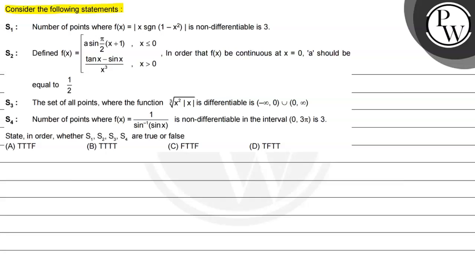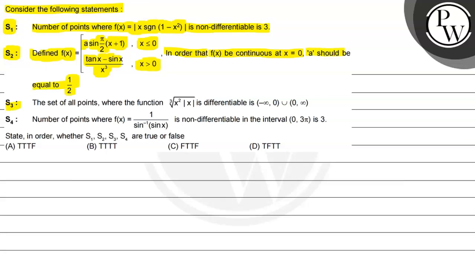Consider the following statements. S1 says the number of points where f(x) = |x| sgn(1 − x²) is non-differentiable is 3. S2 says define f(x) as a sin(π/2 (x + 1)) where x is less than or equal to 0, and f(x) is (tan x − sin x)/x³ for x greater than 0. In order that f(x) be continuous at x = 0, a should be equal to 1/2.